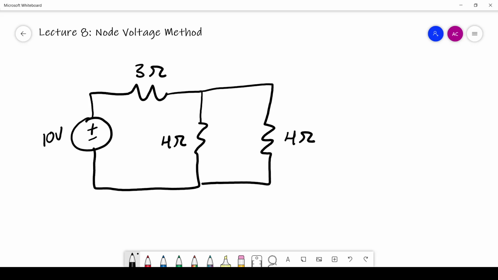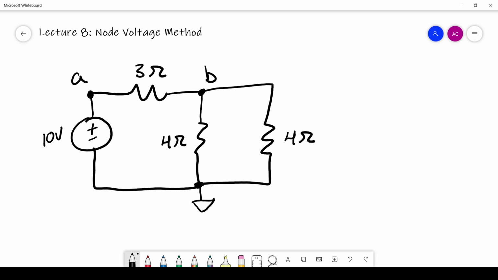The first step in the node voltage method is to decide on what's called a reference node or a ground node. Just to review, a node is pretty much anything that is connected by just wire. So let's call this node A and this node B. Down here you can see that this bottom wire is all connected, so it's all a single node. Let's call it our reference node, or our ground node.